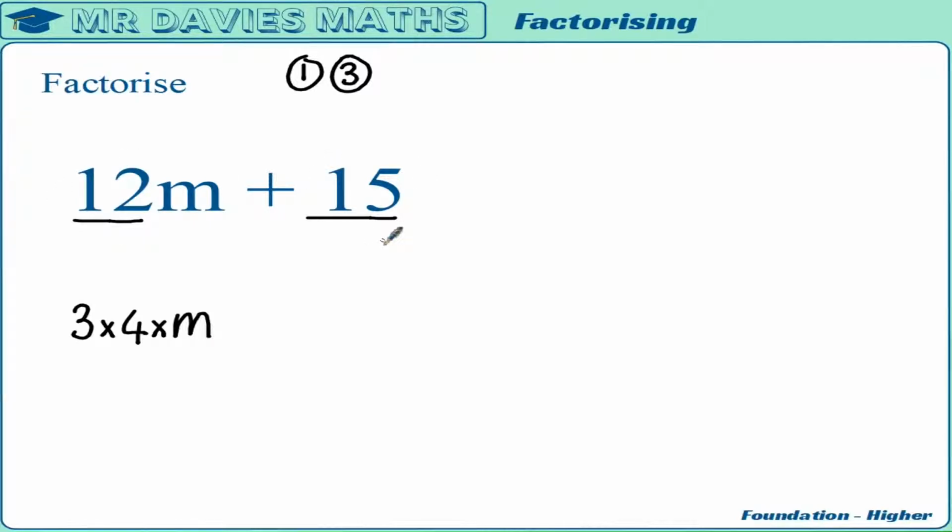Let's look at 15 now. Same process. How would I make 15 if I had to start with the number 3? And again, I've chosen the number 3 because it was the highest times table that they were both in. So 3 times by 5 would make 15.